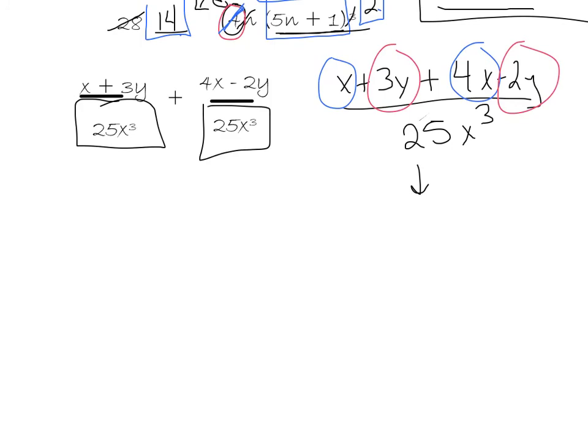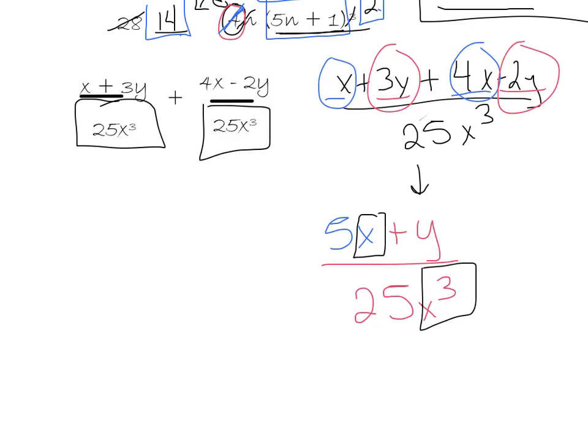So my x terms will be x and 4x, which is a 5x. Y terms, 3y and a minus 2y, which just leaves me with a positive y, all over 25x to the third. Noticing that I cannot cancel this x and this x. No canceling. This x is attached with a plus, which means that it cannot be canceled. Okay.